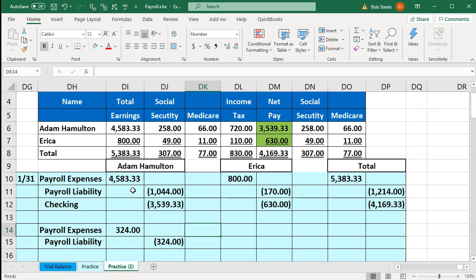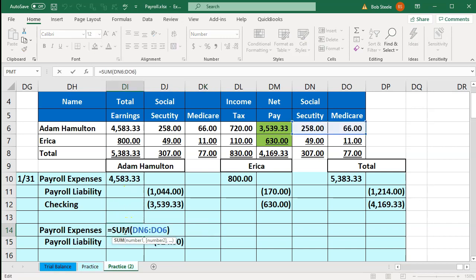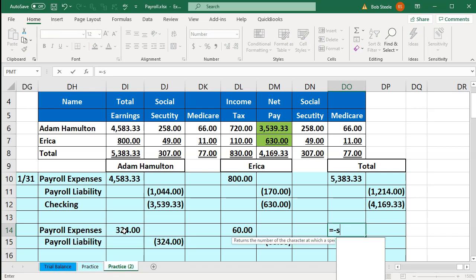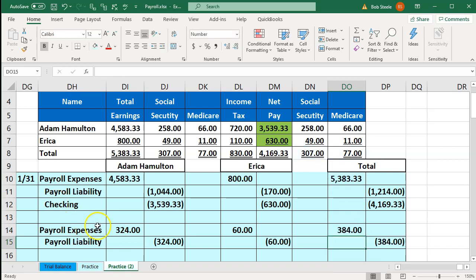I could do the same for, did I pick up the right numbers here? Yeah, then I'm going to do the same for Erica. We have to pay for Erica payroll taxes to the government on top of the wages of the 60 and the 60, and then the total we have to pay for payroll taxes is going to be the 307 and the 77. I don't know why I made that negative. And then that should tie out this way as well. If I was to add these up, that's the 384.